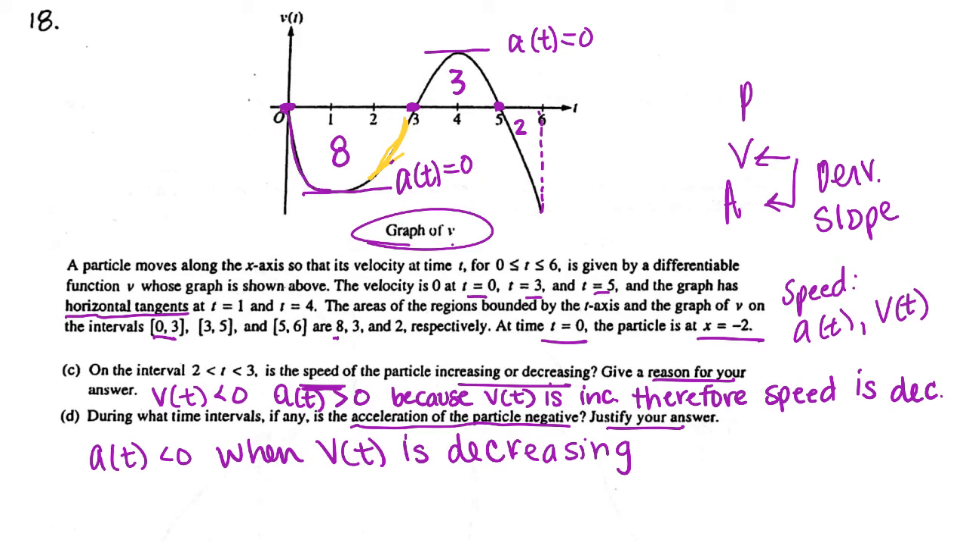Well, from 0 to 1, so I'm going to go ahead and say v at t is decreasing. And we've got from 0 to 1. And where else would this function be decreasing? It's going to be from 4 to 6.